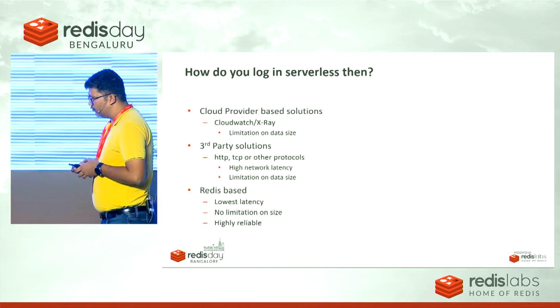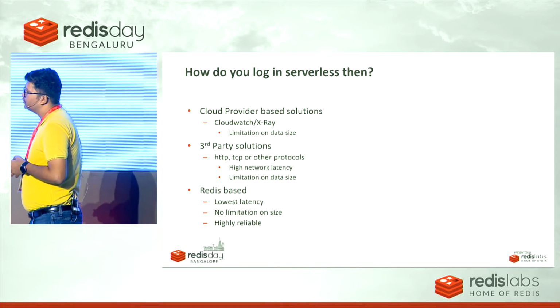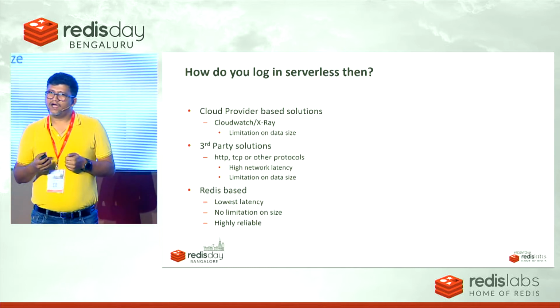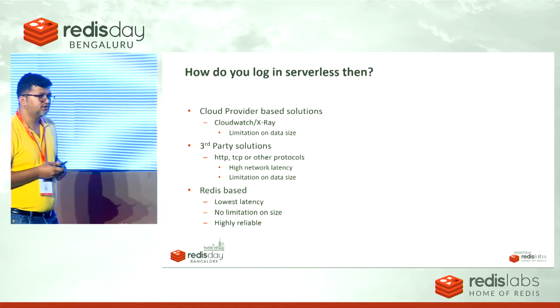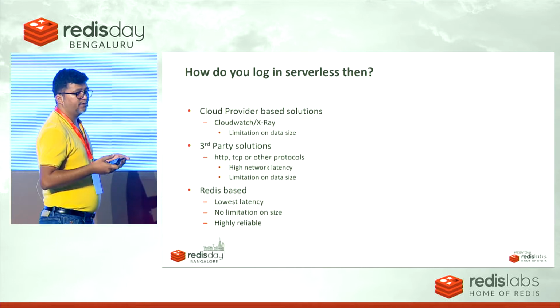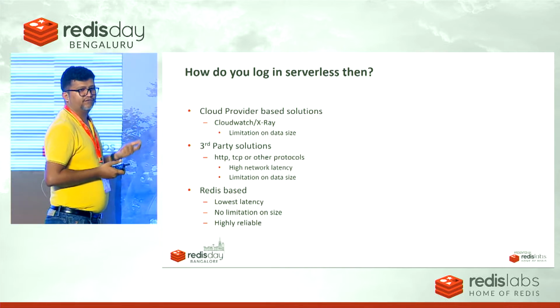So there are quite a few options. In our case, our entire stack is on AWS, so CloudWatch and X-Ray is definitely one of the options. But we had a peculiar case over there. CloudWatch has a limitation of 256K. You can't go beyond that. And you will definitely wonder, why do we want to have logs more than 256K?